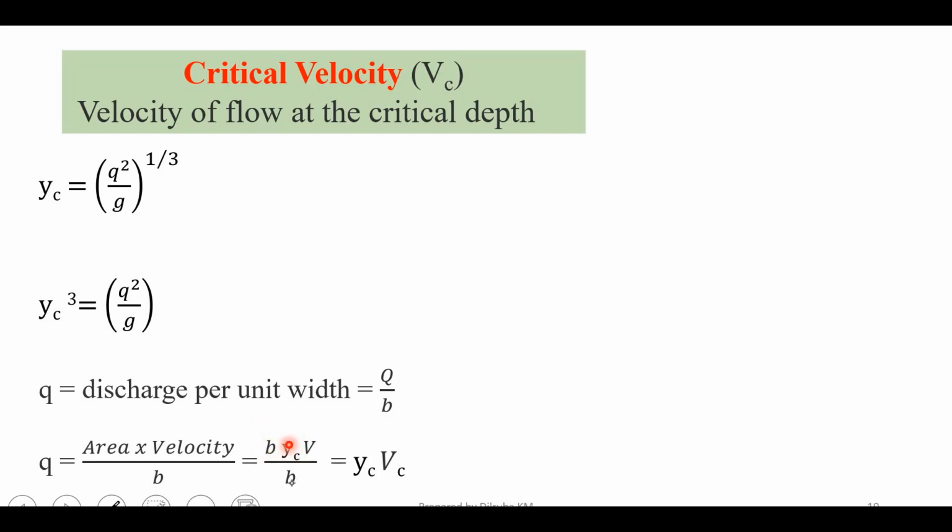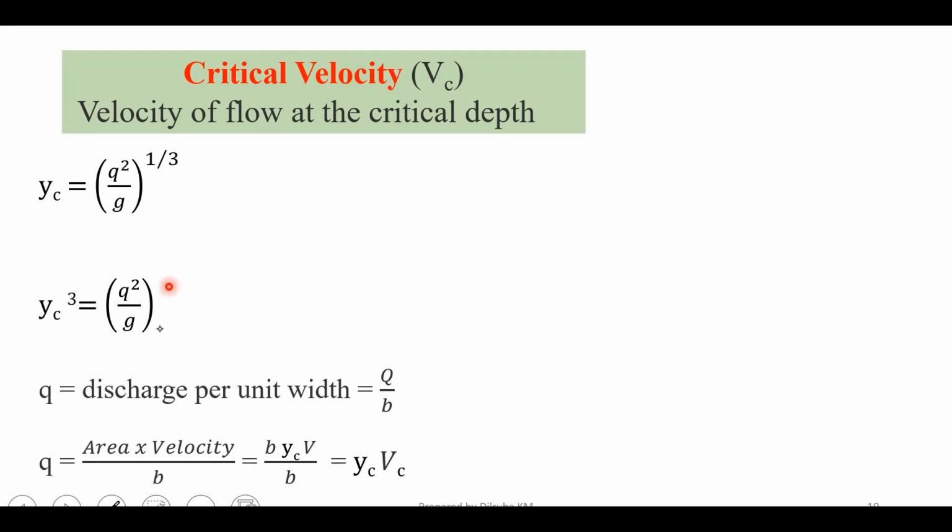So width into depth at critical point, that is critical depth. So b into yc into velocity divided by b, which is equal to critical depth into critical velocity. So I can substitute small q as critical depth into critical velocity.